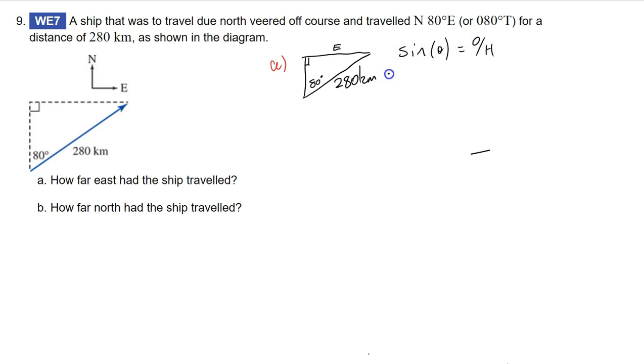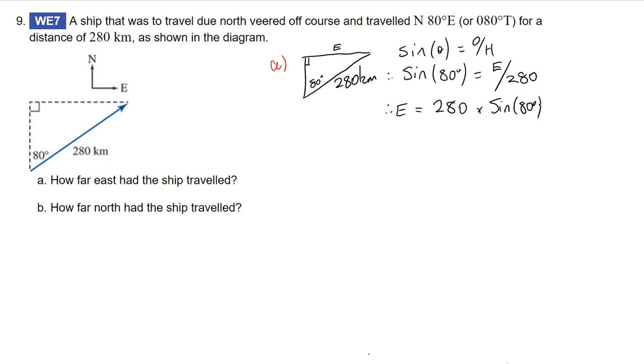And I'm going to plug in the information that I know. So I know the angle is 80 degrees. Opposite, that's what I'm trying to find. And the hypotenuse, that's 280. And then I have to rearrange. So my variable is on the top. At the moment it's being divided by 280. The opposite of dividing by 280 is timesing by 280. So 280 times sine of 80 degrees.